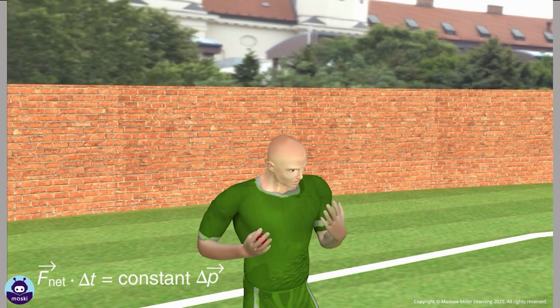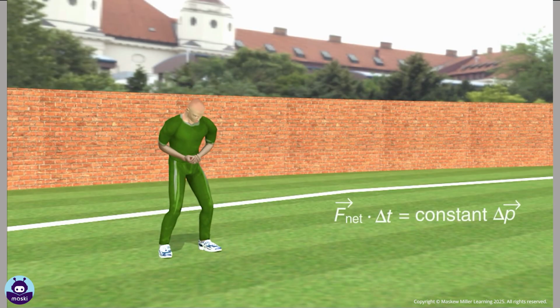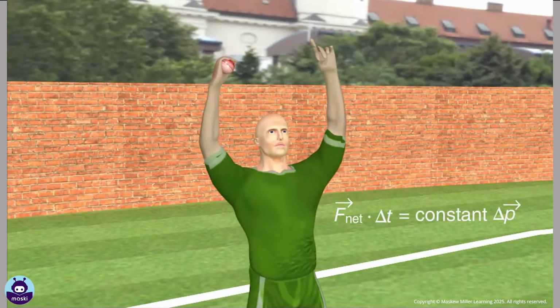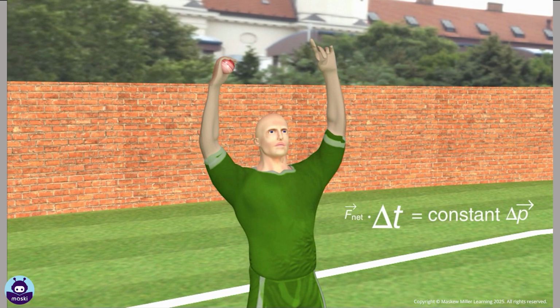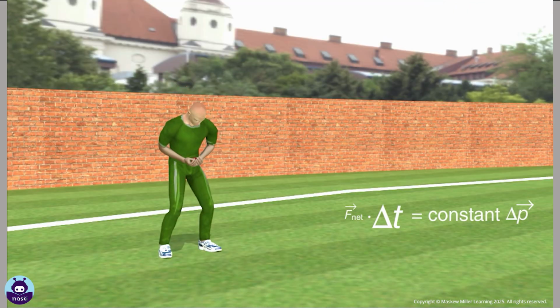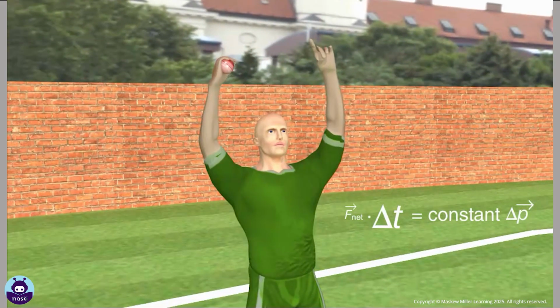If he merely tries to stop the ball, it hurts his hands. This is because the time duration, delta t, is very small, and the force exerted on his hands is therefore very large. On the other hand, if he moves his hands in the direction of motion of the ball as he takes the catch, he increases the time duration of the collision. The net force is now less, and therefore his hands hurt less.